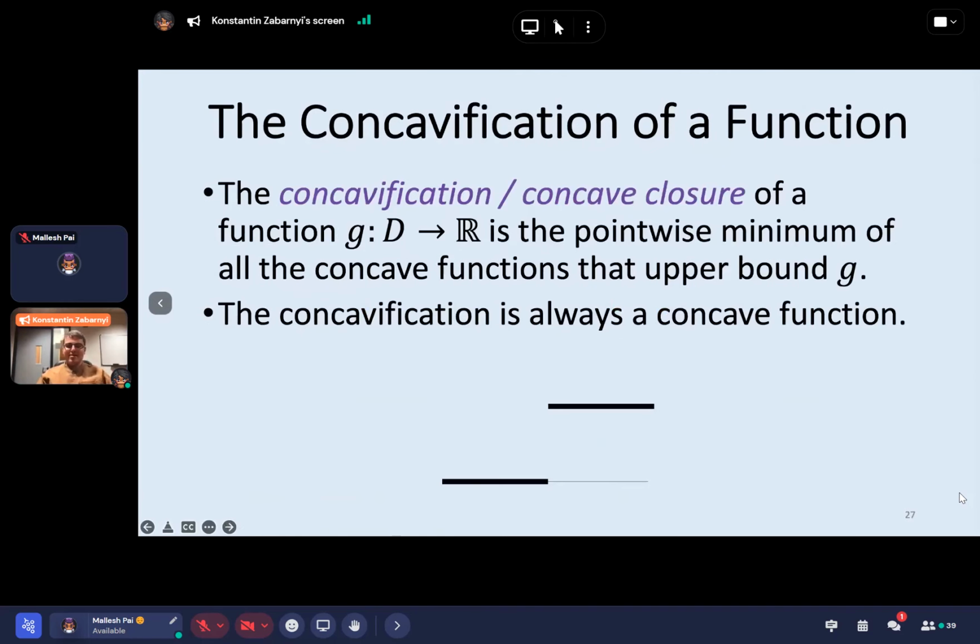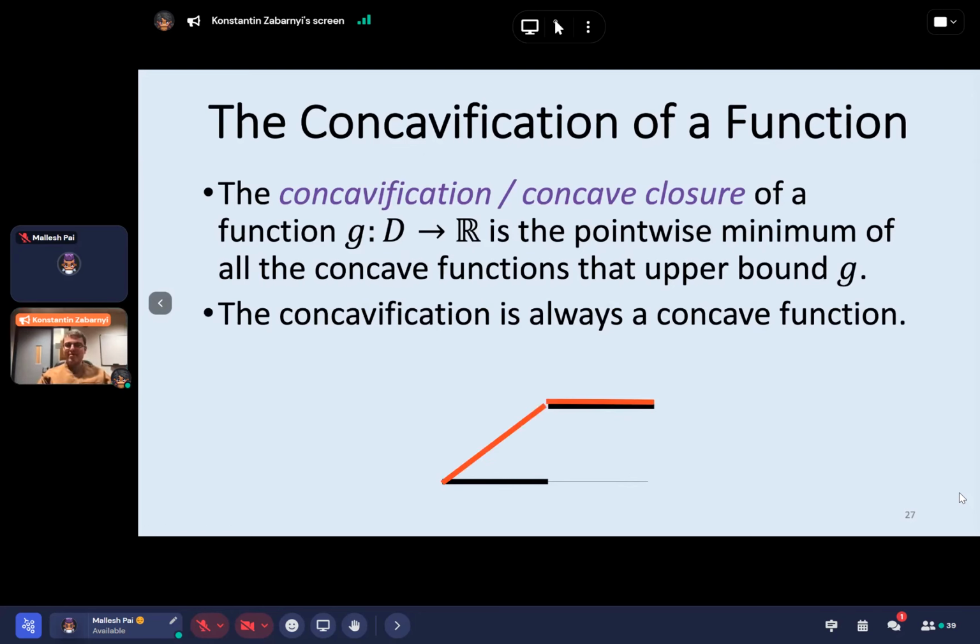And now a very important notion is the concavification of a function. So given some function, its concavification is the pointwise minimum of all the concave functions which are never below the given function. So it is a concave function which is pointwise minimal among all functions that upper bound the given function. So for example, for a concave function, the concavification is this concave function itself, while for the black function here, the concavification is this red function.